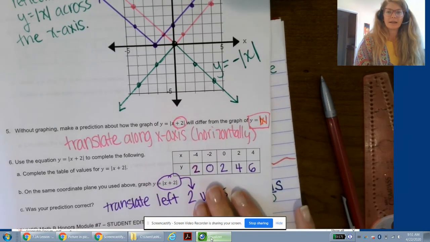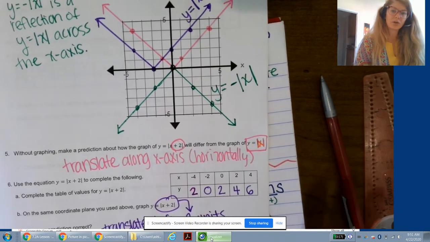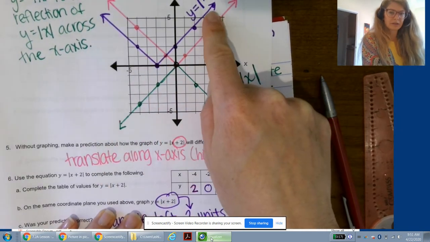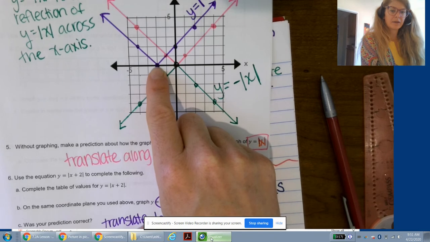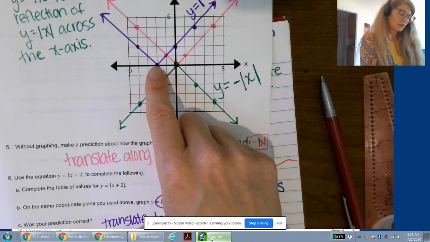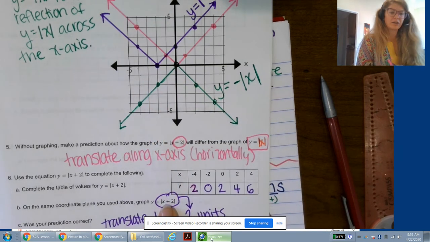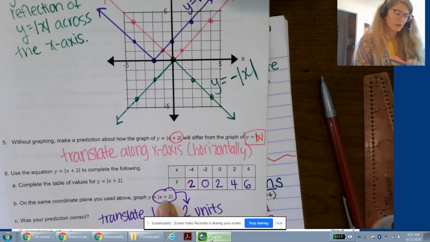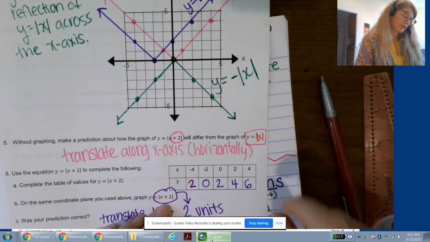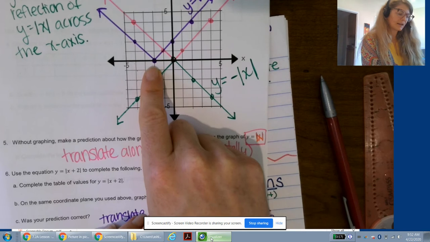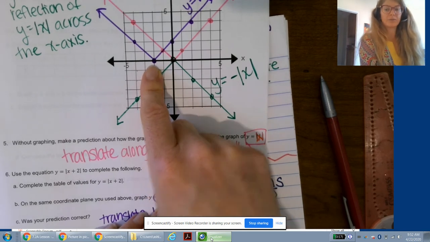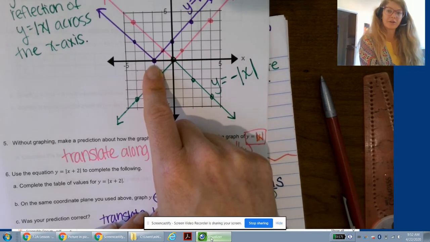One of the reasons is thinking about your vertex, where we're changing from that negative slope to that positive slope. Here, that's going to be what makes your output 0. So what value for x is going to make that 0? It's negative 2. Because we're adding 2 to each value, that's going to shift our vertex to the left, because negative 2 plus 2 is 0, and the absolute value of 0 is 0.